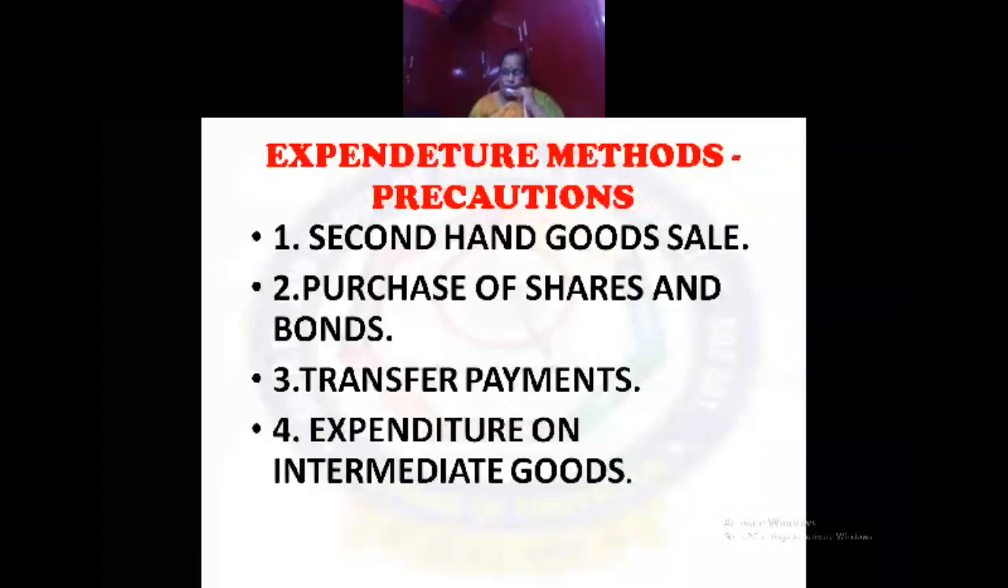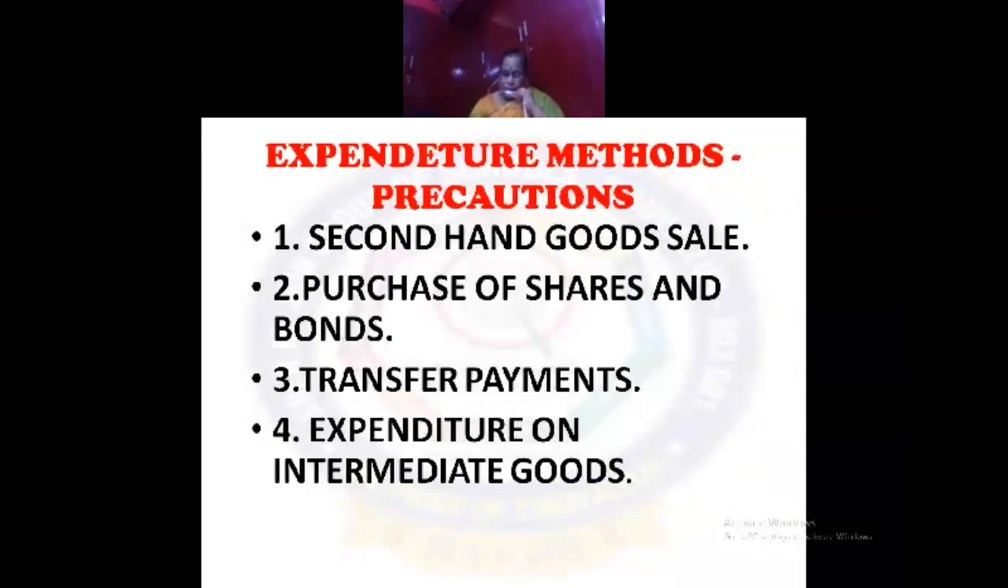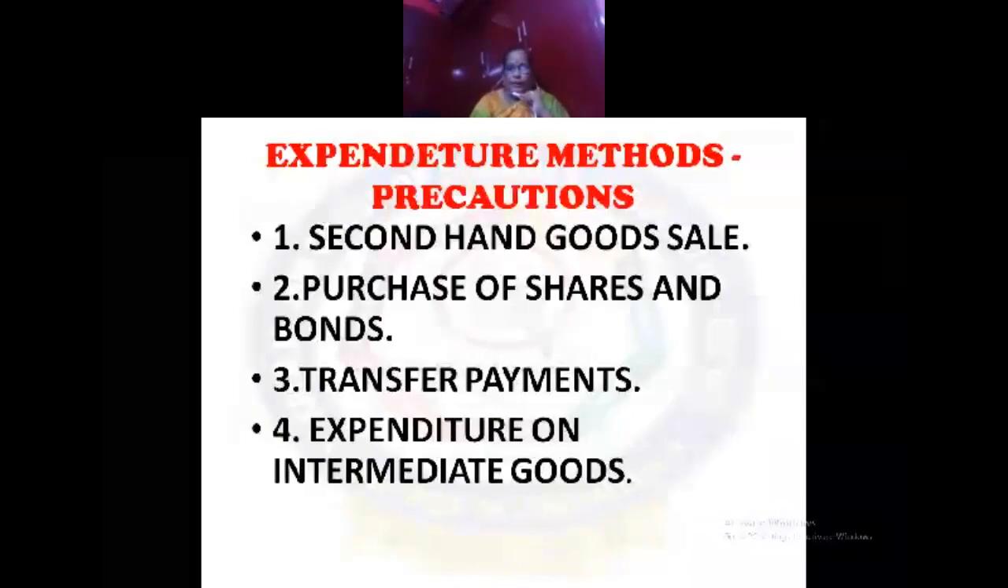And expenditure towards the payments made by the government, like old age pensions, should not be included. Then, expenditure on intermediate goods, that is, expenditure on seeds and fertilizers by the farmers, cotton and yarn by the textile industries, are not to be included to avoid double counting. That is, only the expenditure on final goods is to be included.